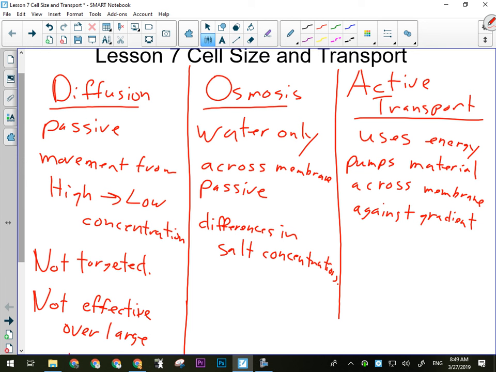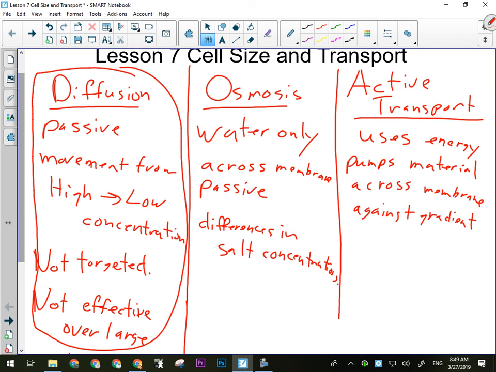All right, so those are our big three. Okay, so quick review of those big three. Today's activity is going to be about diffusion, and how the size of a cell can affect how well that process moves material.